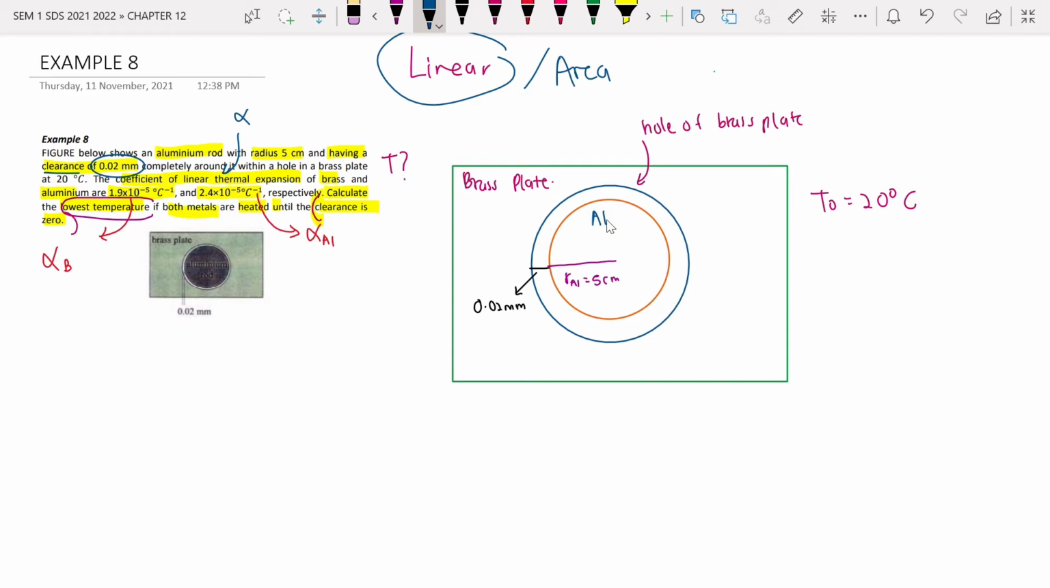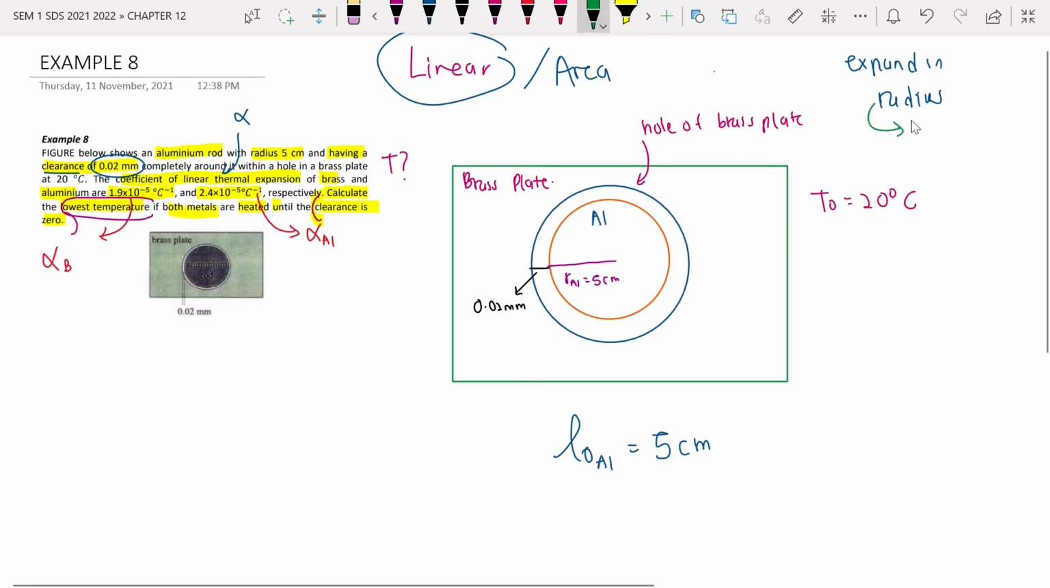Length dia akan expand. Okay, so length dalam case ini adalah radius itu sendiri. So radius dia yang akan expand, which mean the radius of the aluminium and also the radius of the brass plate. So kita dah tahu radius of aluminium ini adalah dia punya initial radius, which mean dia punya initial length. So initial length of aluminium adalah 5 cm. So in order untuk tak membuat korang confused, dia expand in radius, which Miss assume actually radius itu pun adalah length.